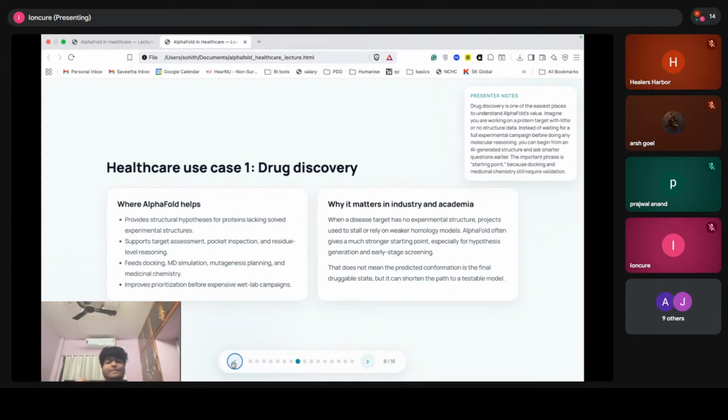So why does it matter in industry and also academia? When a disease target has no experimental structure, people usually rely on homology models. A homology model is basically a template-based design. AlphaFold often gives a much stronger starting point than the homology model, especially for hypothesis generation and early-stage screening. But this does not mean that this is the final druggable state. But it can shorten the path to a testable model.